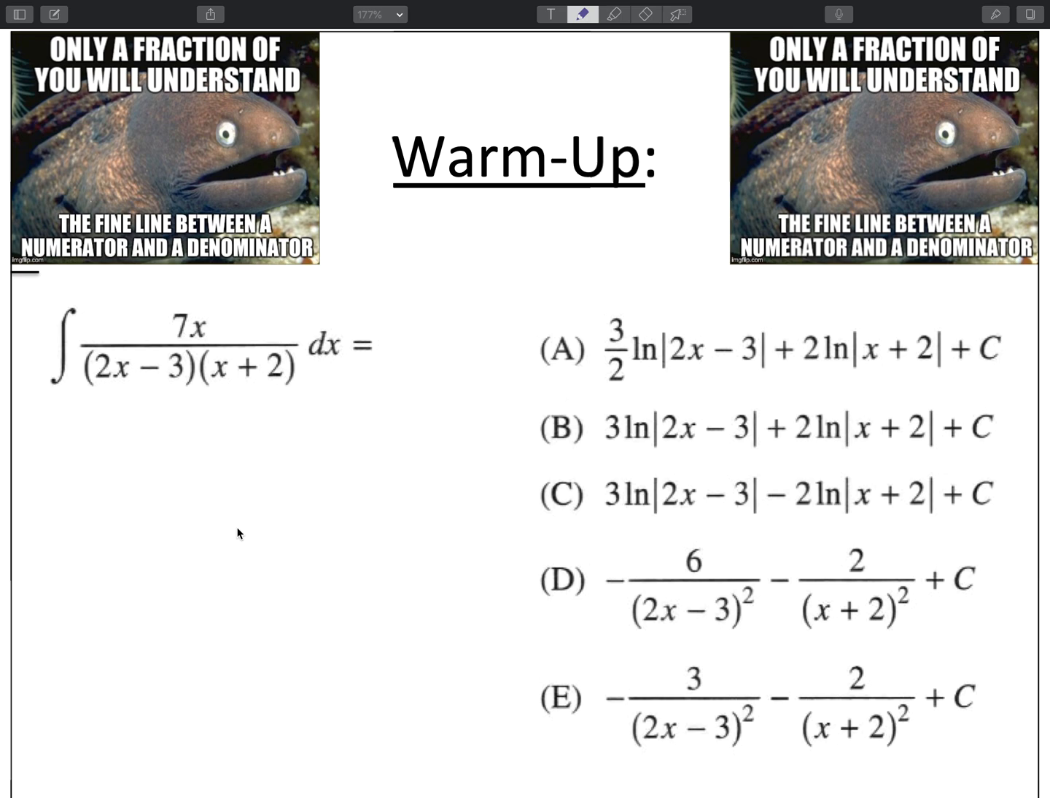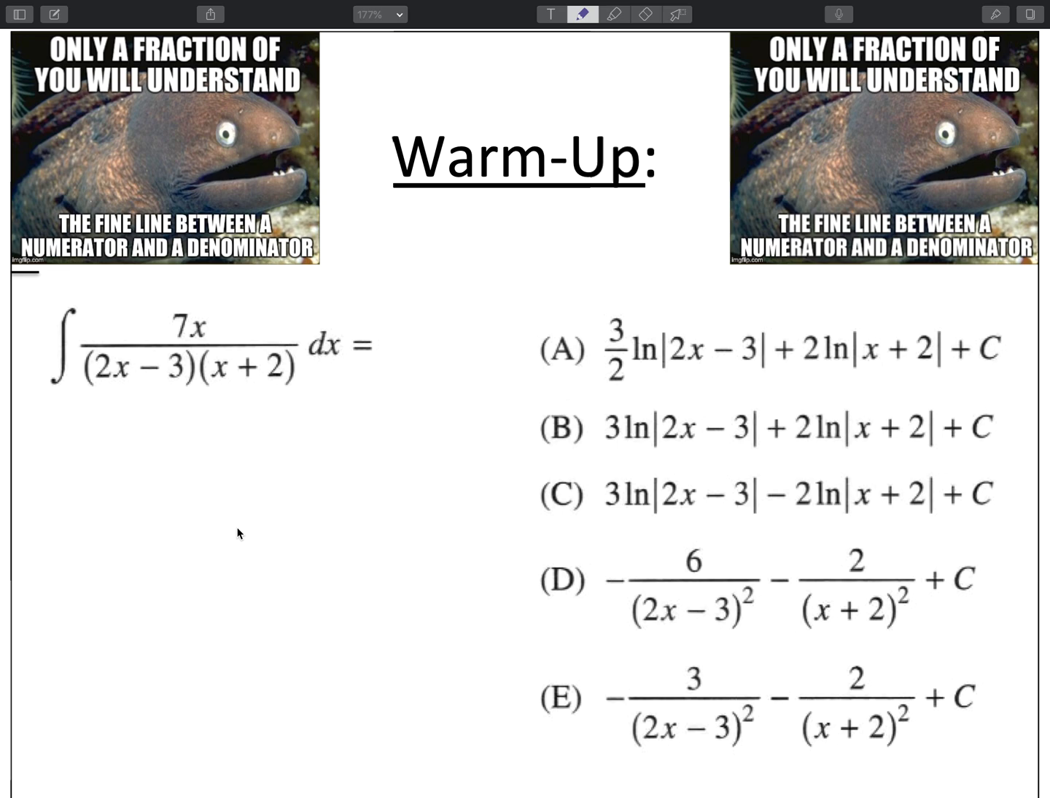Hopefully all is well. Today we'll start like we started the last 2 days with another warm-up. If you want, you could pause the video and have everybody try it. It might take a minute or two to scratch out a solution for this. But just looking at it, do people remember what the topic is? They're going to ask us to integrate 7x over the quantity of 2x minus 3 and x plus 2. Does anybody know what topic this is?